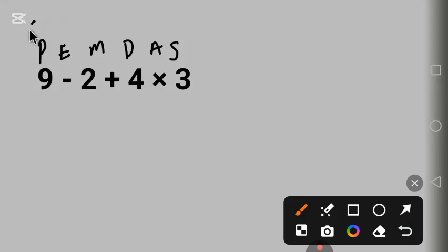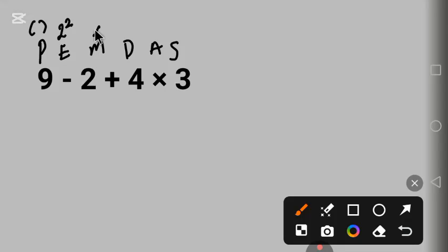P stands for parentheses. This is the first order. We don't have parentheses here. E stands for exponent, something like 2 raised to power 2. It's not here. So we move to the next order, the next level.